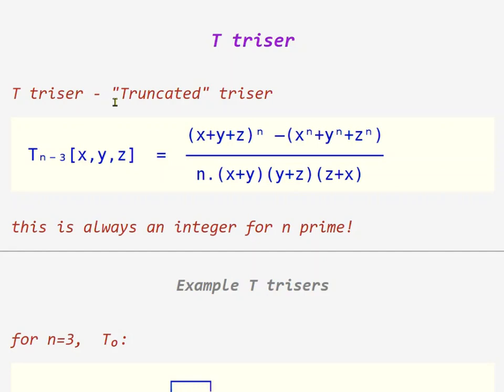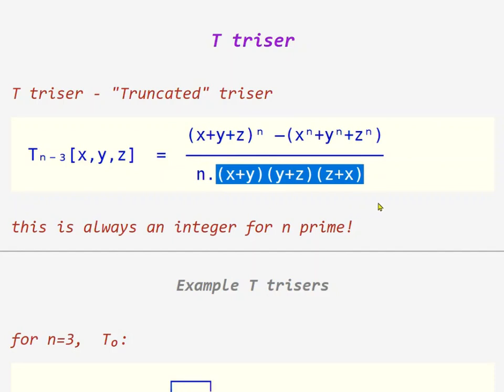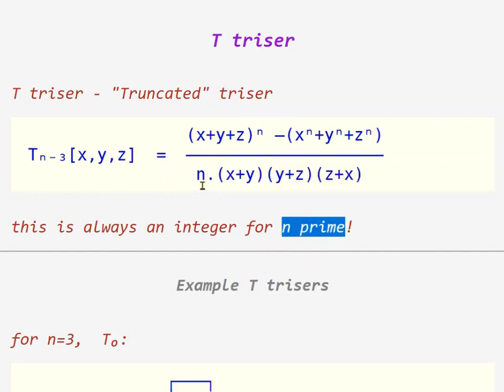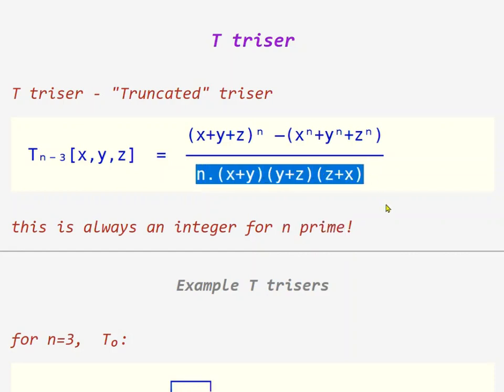So T means truncated. If you start with the x plus y plus z to the power n, put it in a triangle, you cut off the corners, so it would be like subtracting these terms, that's why we call it truncated. Then you can divide it by n times these three terms. For a prime number, you can always divide it by these terms.